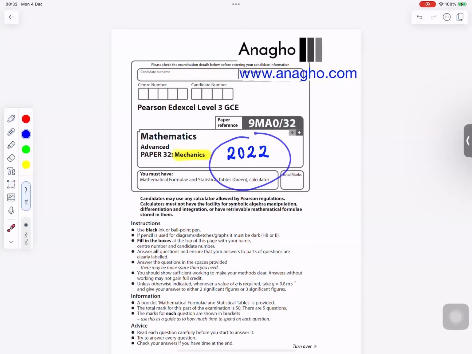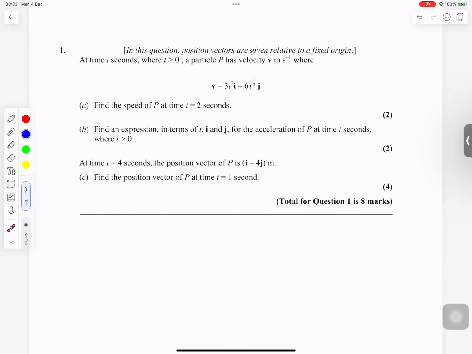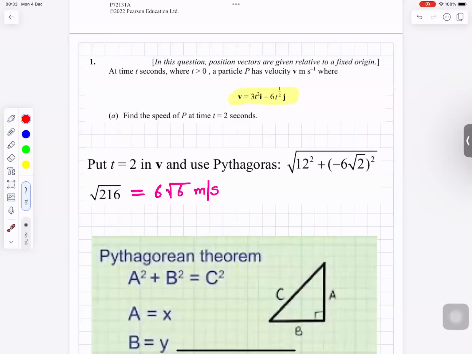Mechanics 2022. Question number 1. In this question, position vectors are given relative to a fixed origin.